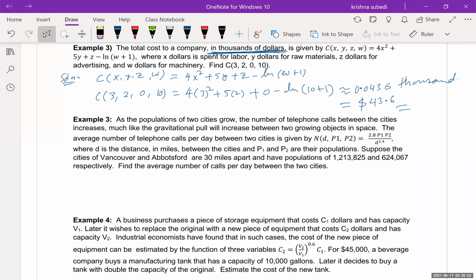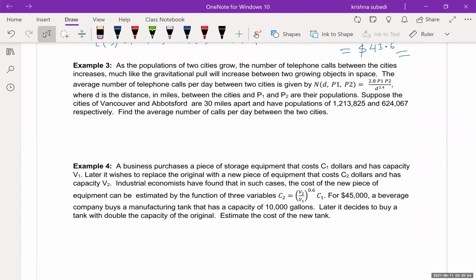And I want you to try example 3 just for fun. Example 3 and 4. Okay, try that on your own.